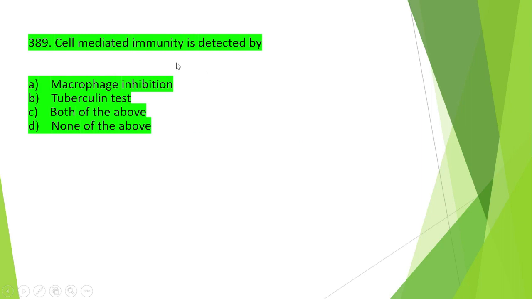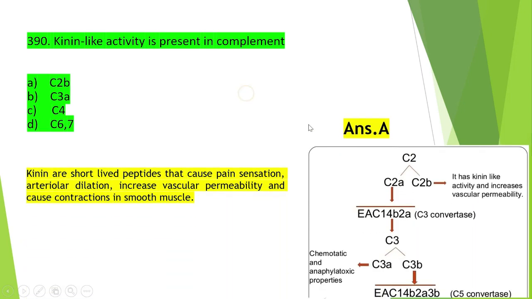Okay, so next: cell mediated immunity is detected by macrophage inhibition, tuberculin test, both of the above or none of the above, and the right answer is option C, both of the above. So cell mediated immunity is detected by macrophage inhibition and tuberculin test. Okay, so next question: kinin like activity is present in complement, that is C2B, C3A, C4 or C6 and C7, all are complement components. Okay, so the right answer is option A, that is C2B.